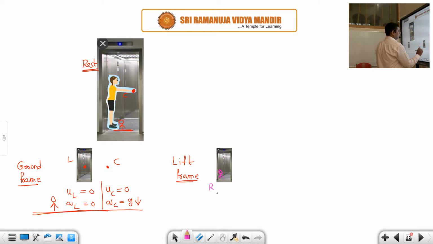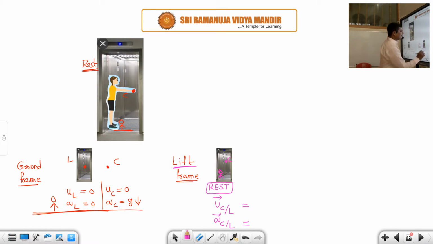Okay, students. So now this lift is not moving. This is at rest. So now when you observe the coin which is dropped here, from the frame of the lift, let us see the coin's velocity from the lift frame and the acceleration of the coin from the lift frame. Of course, these are all vectors.